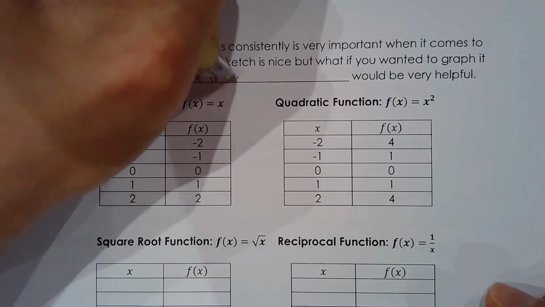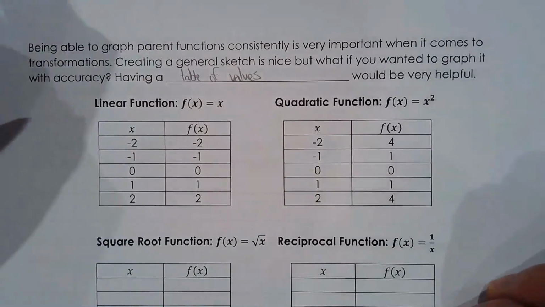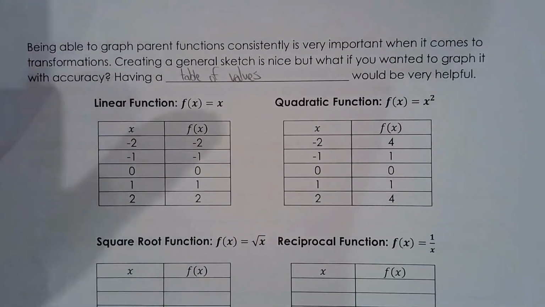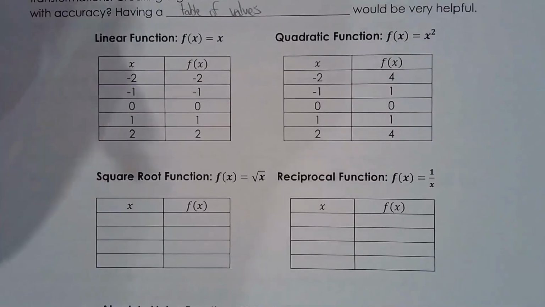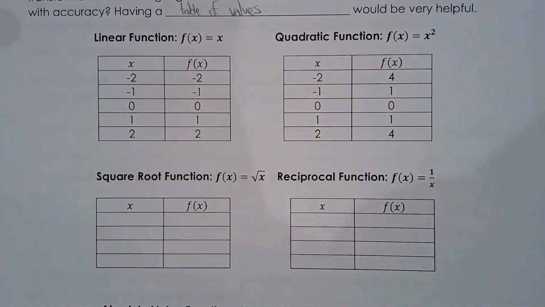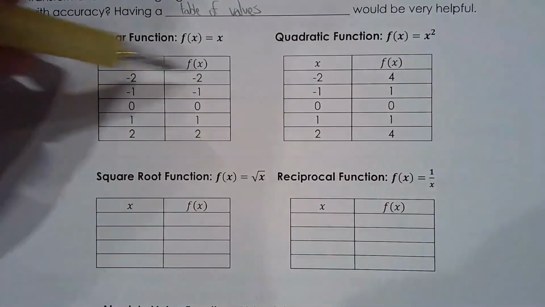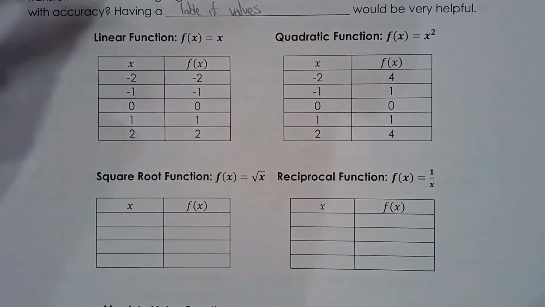For the linear function and quadratic function, I did that for you because it's nothing exciting. You did this in grade 9 and grade 10. If you look at the quadratic function, you want 2 points to the left of the vertex and 2 points to the right of the vertex, and that will give you that beautiful parabola.